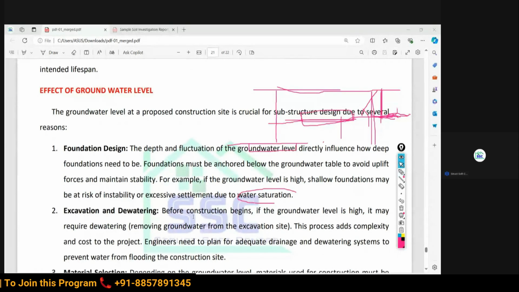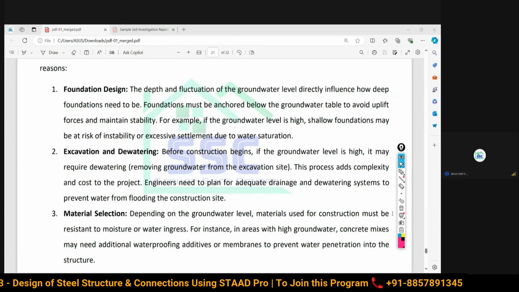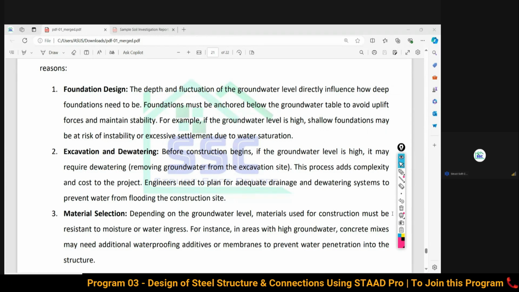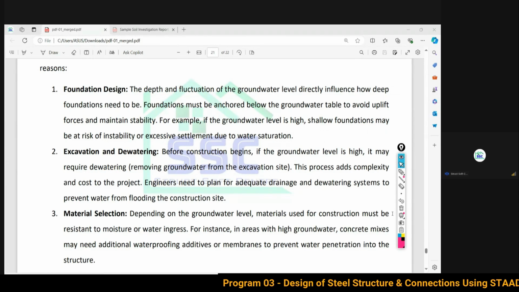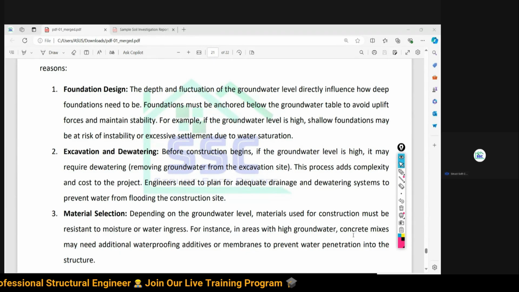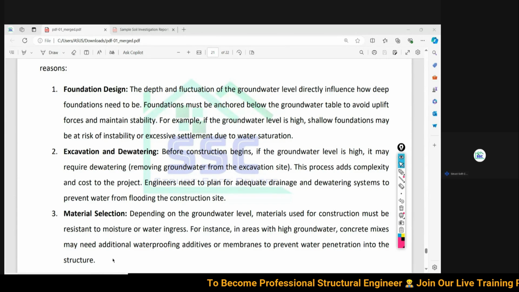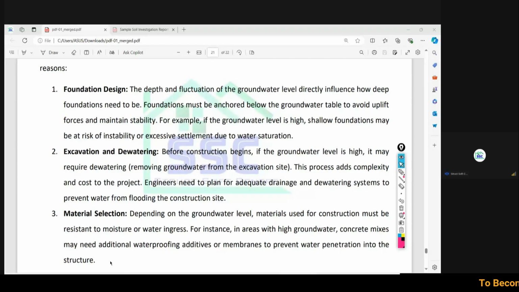Excavation and dewatering, as I have discussed: if you are going to build in a situation where the water is close to your ground surface, there is a problem of dewatering continuously at the time of the excavation and at the time of the casting of the foundation slab. Material selection: depending on the groundwater level, material used for the construction must be resistant to moisture and water ingress. For instance, in areas with high groundwater, concrete mixes may need additional waterproofing additives or membranes to prevent water penetration into the structure. So you have to choose dense materials so that water penetration should not be there in the area.